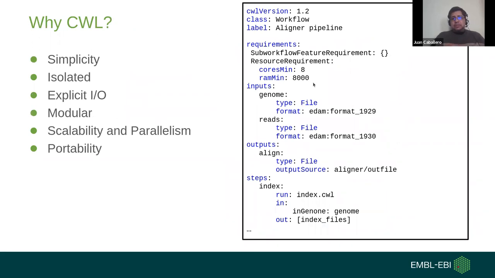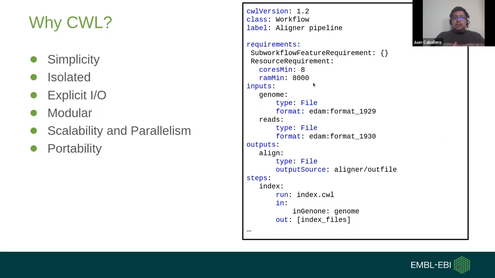One of the first things is to explain why we chose CWL. In principle, we like that it's an open language to define our workflows. It's simple. We like the isolation part, so we can run processes without so many problems. The inputs and outputs can be explicitly incorporated in the pipelines, and the modular part is also important for us. There is a lot of scalability and parallelism that we can apply on different subsets. For example, sometimes we have thousands or even millions of sequences to be analyzed, so that enables us to parallelize this process.